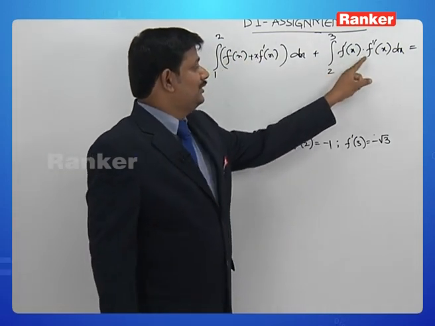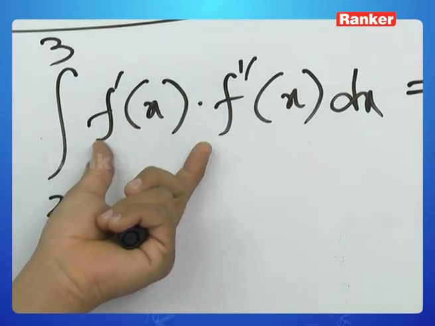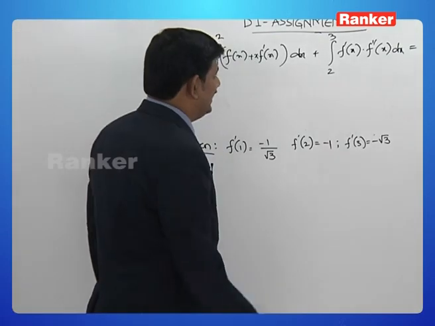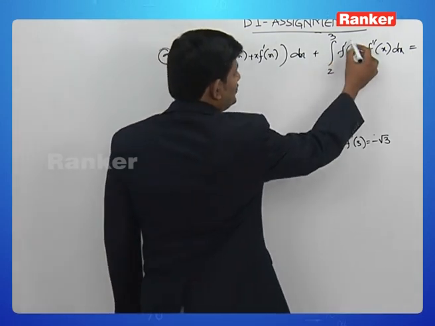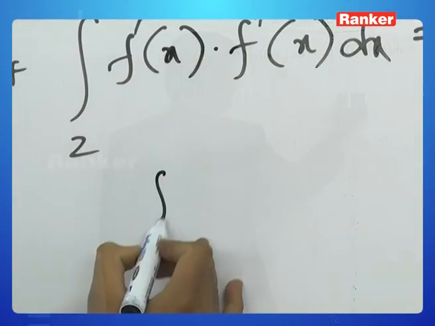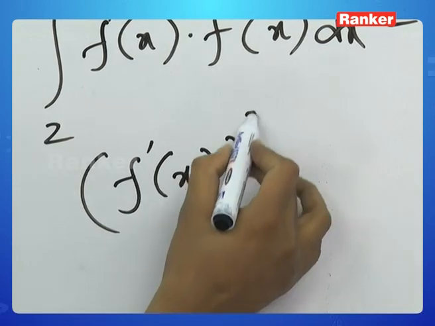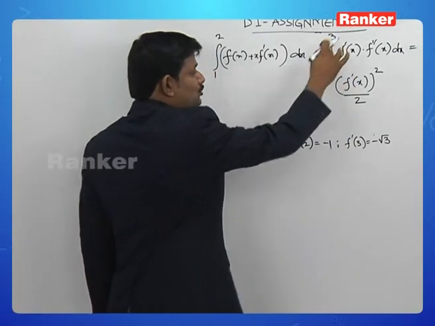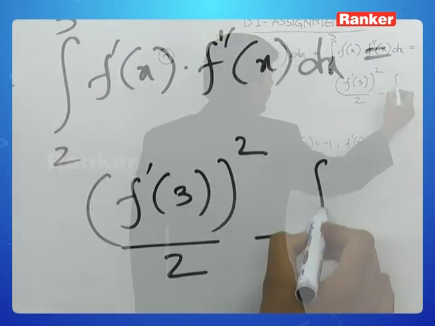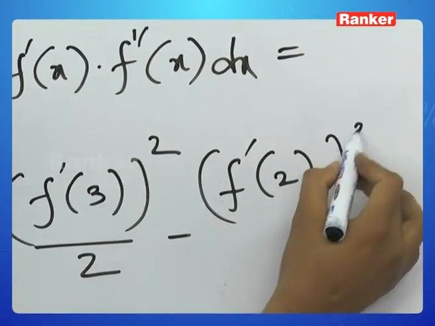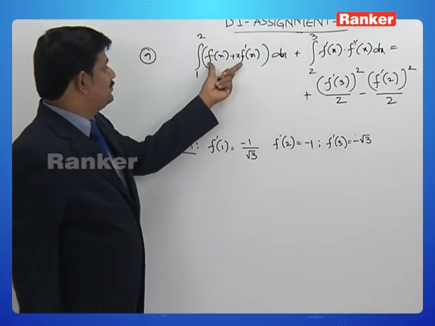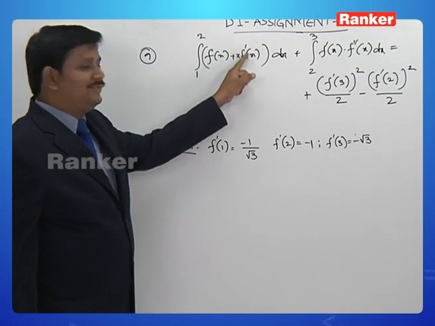Now f dash of x into f double dash of x, if I call this a function, I can see its derivative. So it is in the form f of x into f dash of x dx, which is f of x whole square by 2. So if I call this t, I can see dt, integral of t dt is t square by 2. So this quantity will be f dash x whole square by 2 within limits 2 to 3, which will make it f dash 3 whole square by 2 minus f dash 2 whole square by 2 plus, let us observe, f of x plus x into f dash of x. This is a linear.